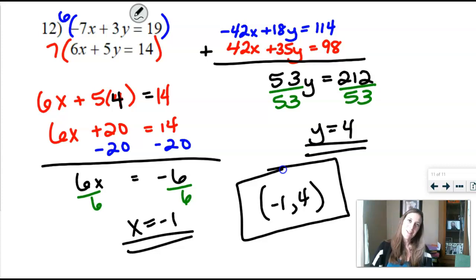All right, practice, practice, practice, guys. You got to know all 3 methods and be able to do any method I ask on any particular problem, even if it's not the method you like best. All right, good luck.